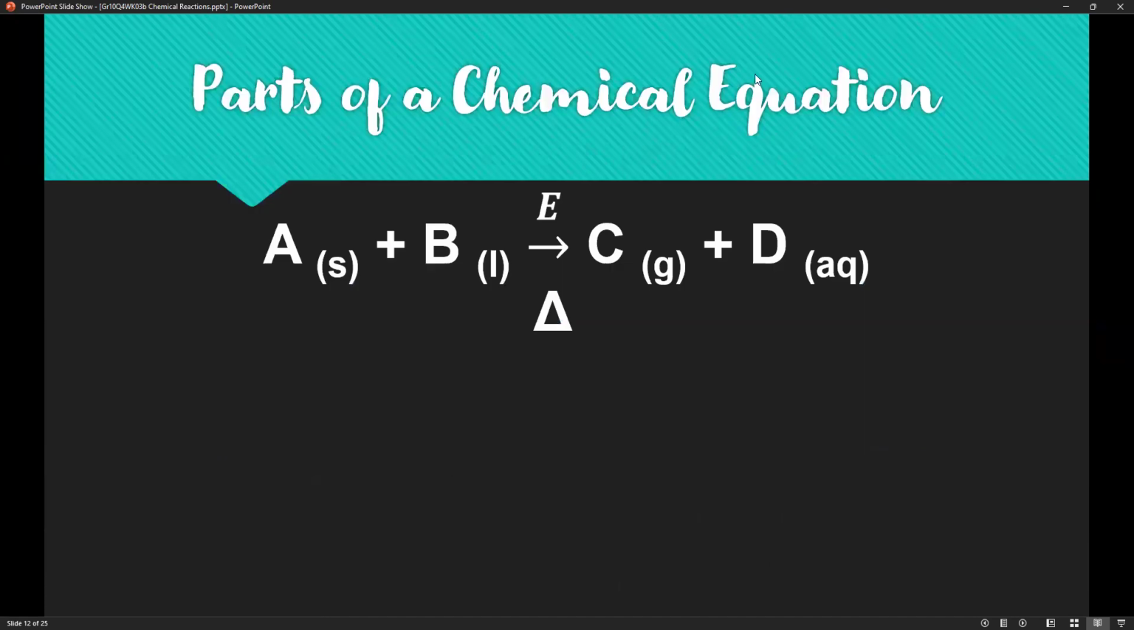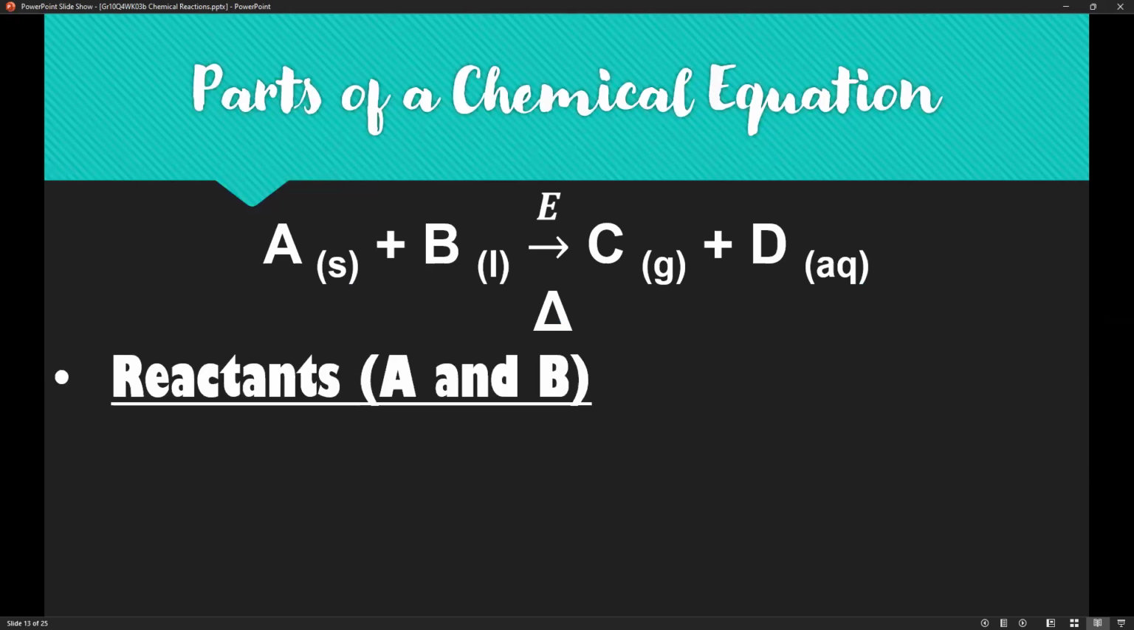Now, there are several parts of a chemical equation. So let's have our default equation here. We have A S plus P L, and with the help of E, it turns into C G plus B A Q under the presence of a triangle. So let's start everything from left to right by beginning with A and B.